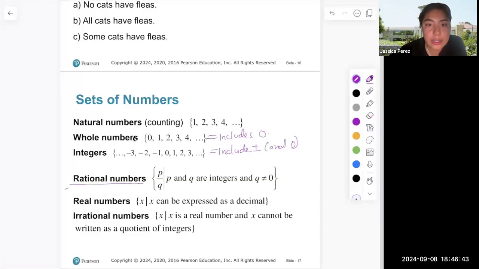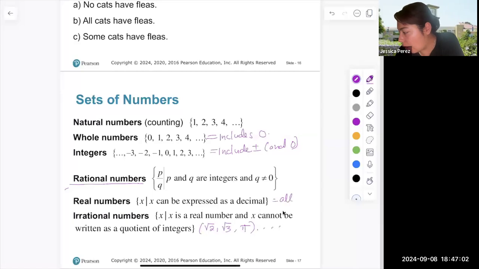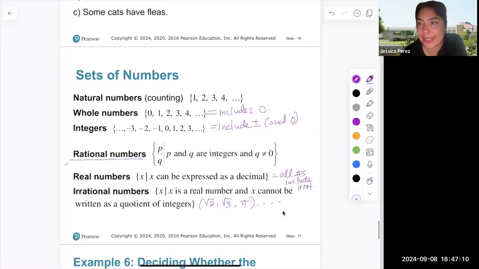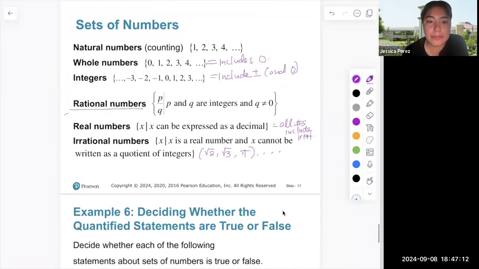Rational numbers include fractions, but not irrational numbers like the square root of 2. Irrational numbers would be like the square root of 2, the square root of 3, pi, numbers that cannot be expressed as a quotient. And then we have real numbers that can be anything. This is all numbers, including rationals and irrationals. So real numbers is absolutely everything.